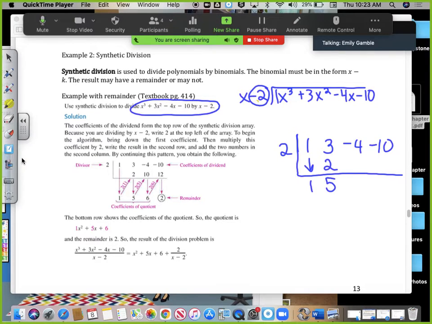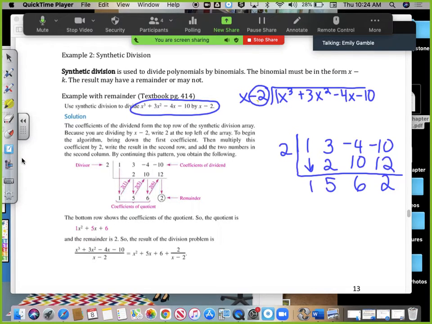And then you do the process again, but now you're using the 2 and the 5. You multiply 2 times 5 and you get 10. And then you add the negative 4 plus 10 and get 6. And you do the process one more time. 2, but now times 6 is 12. And then you look at these numbers here. Negative 10 plus 12 is 2. You write that down.